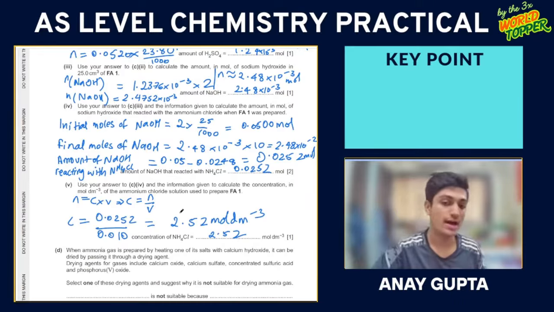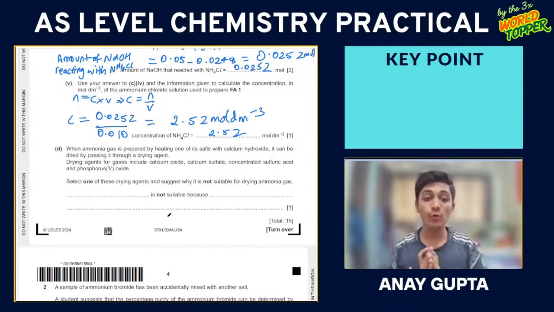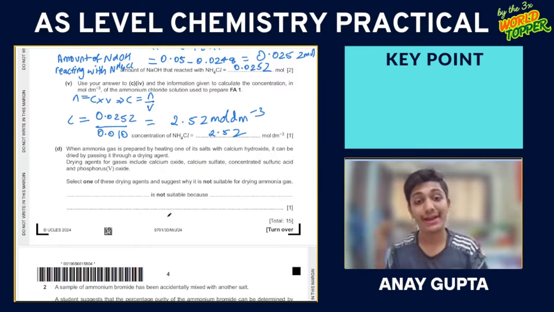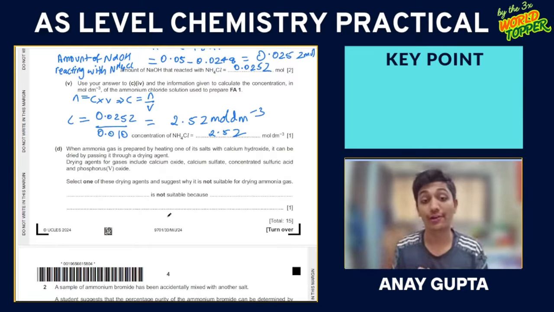That is your answer. Okay, when ammonia gas is prepared by heating one of its salts with calcium hydroxide, it can be dried by passing it through a drying agent.